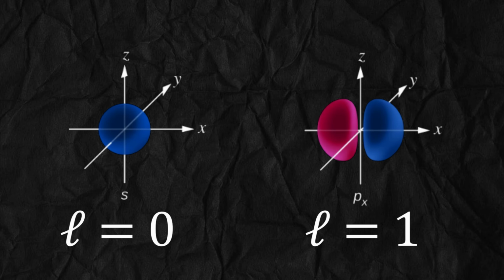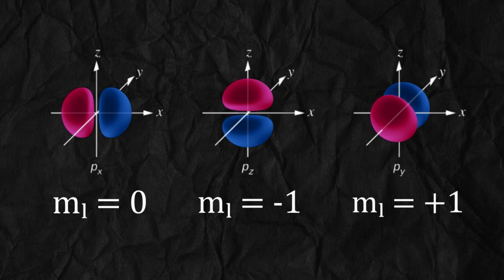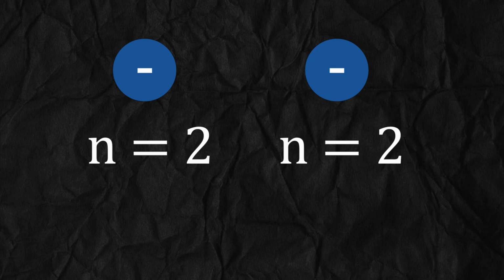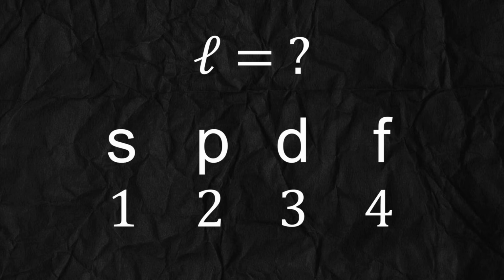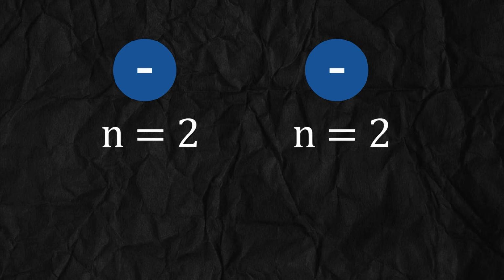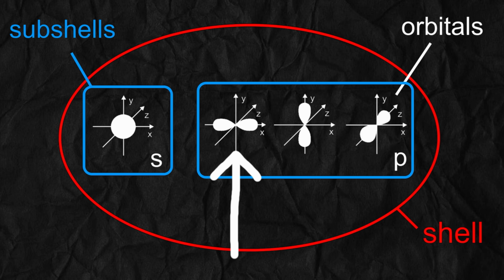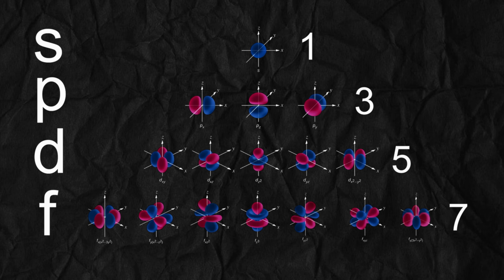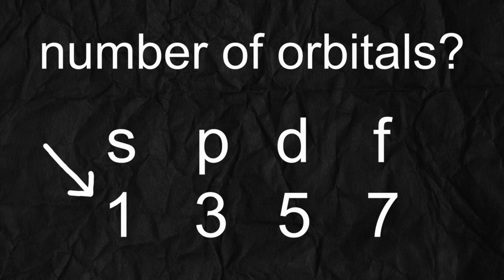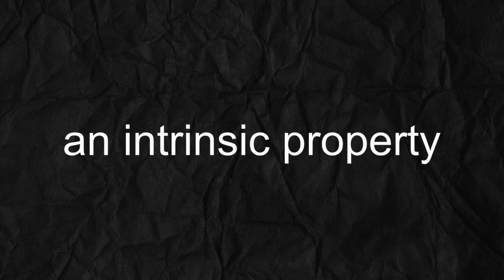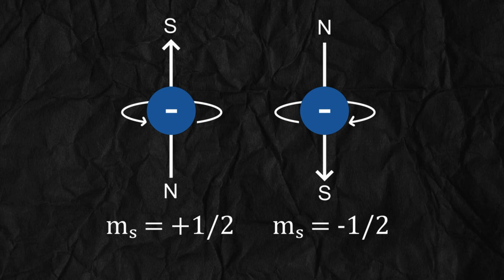L describes the shape and ml the orientation of orbitals in a subshell. There are 4 subshells called S, P, D, and F. If electrons have the same L, they're in the same subshell. If electrons have the same N, L, and ml, they're in the same orbital. Also, the number of orbitals increases by 2 for every bigger subshell, starting at just 1 for S. The last quantum number describes an intrinsic property of electrons called spin, which can have 2 values.